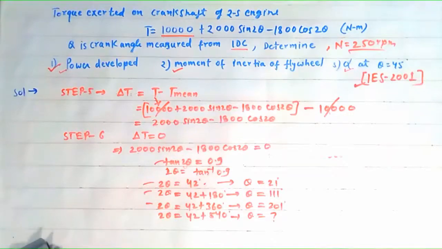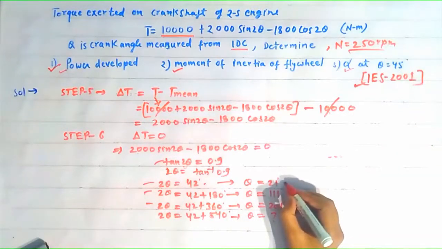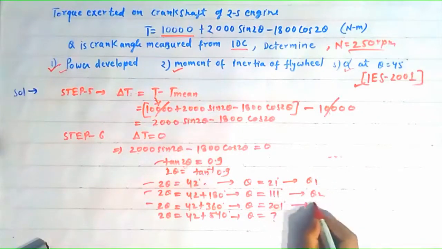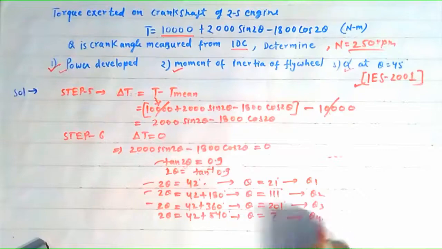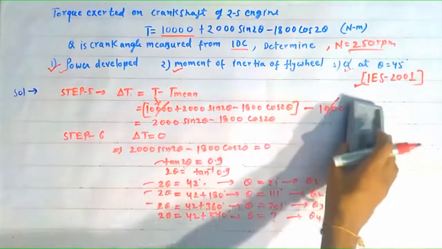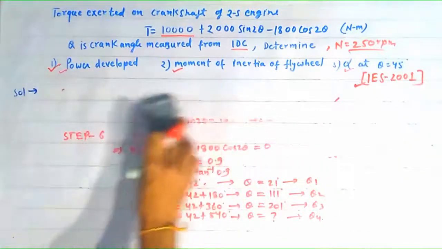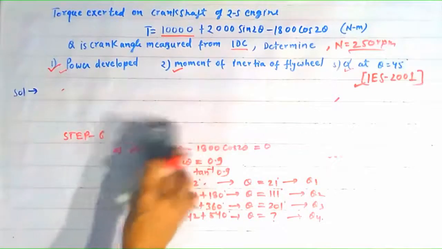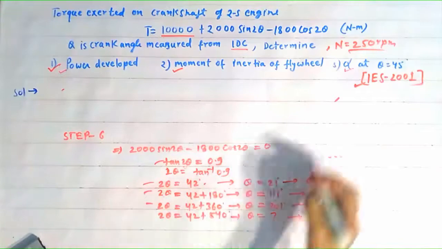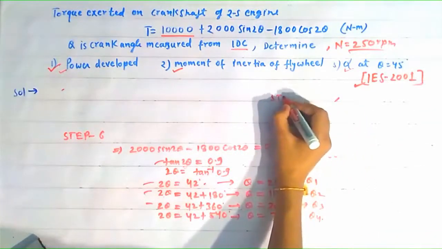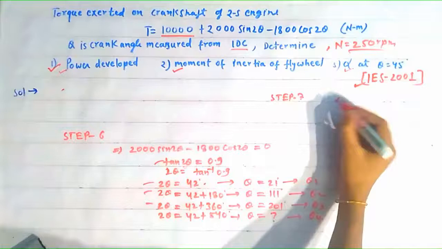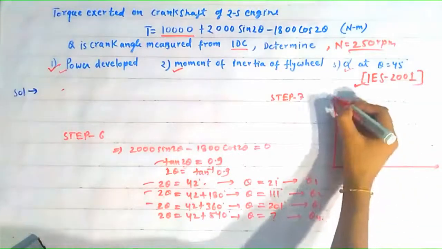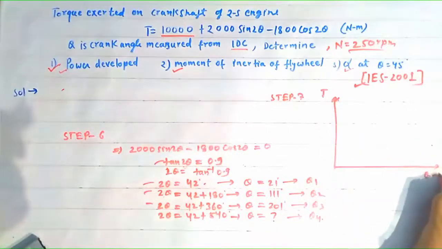In step number 7 we will try to draw the diagram, and before that you should note that this is theta 1, this is theta 2, this is theta 3, this is theta 4. Okay friends, so we will try to make the T theta diagram in the next step, that is the torque versus theta cycle diagram. Now friends, see step number 7.